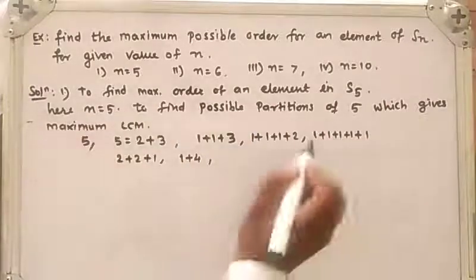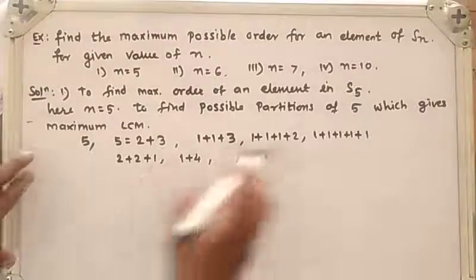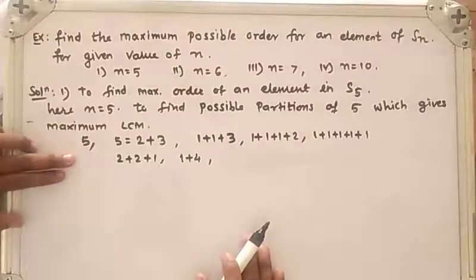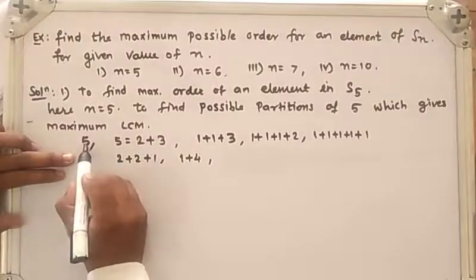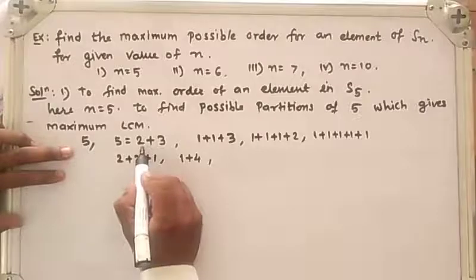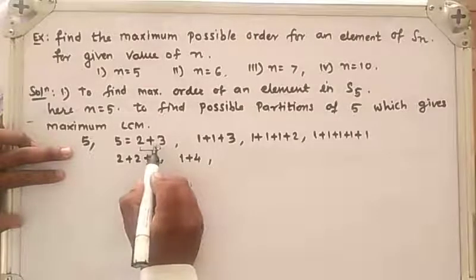Now, to find the partition of 5 which gives the maximum LCM, among these partitions, which partition gives the maximum LCM? Here 5 gives only itself, so it is 5. Next I will write here 2 and 3. What is the LCM of 2 and 3? It is 6.